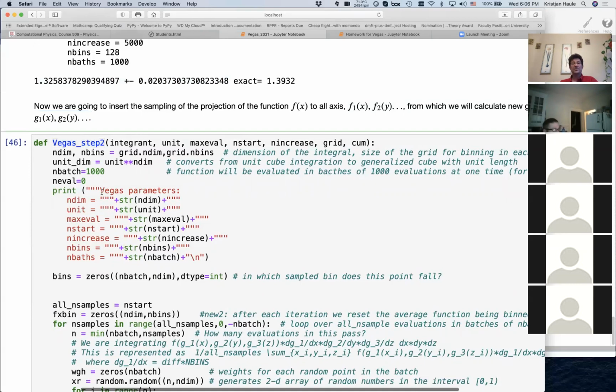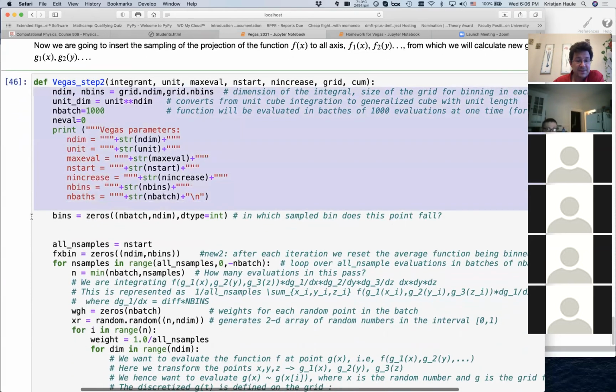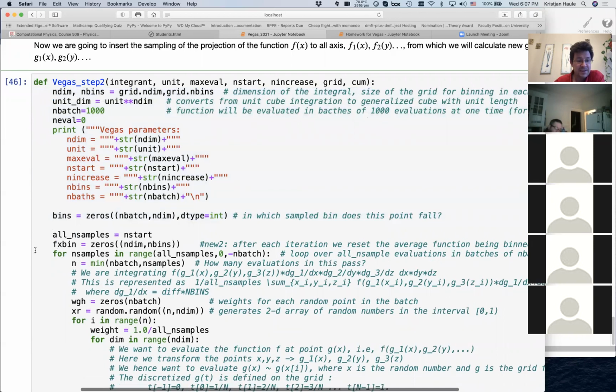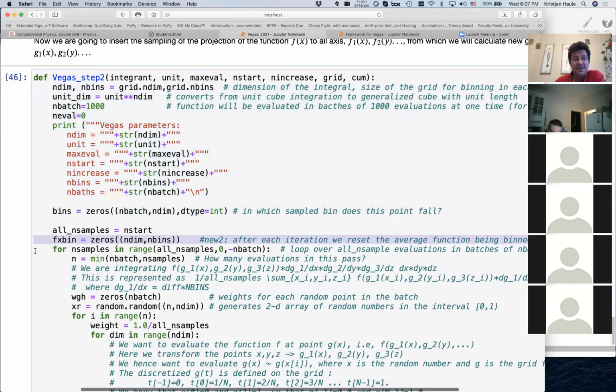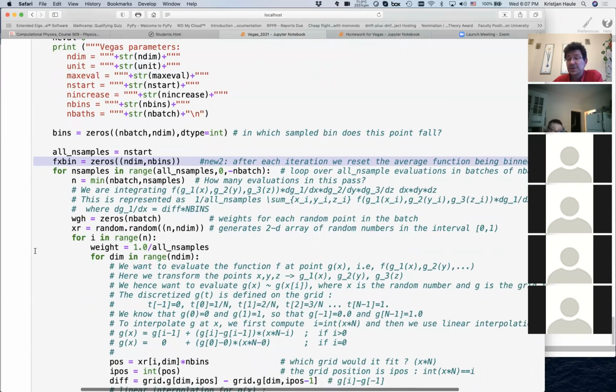Okay, so let me walk you through this Vegas step 2. Everything up to here is exactly the same as before. This is also exactly the same. The only place where we change now is this line. So this fx bin will contain projections of the function to all the dimensions. This is an array of the size number of dimensions times number of bin points, isn't it? So this two-dimensional array will contain the projection of the function on all the dimensions for this batch of points.